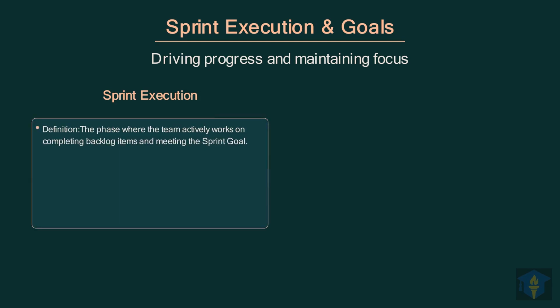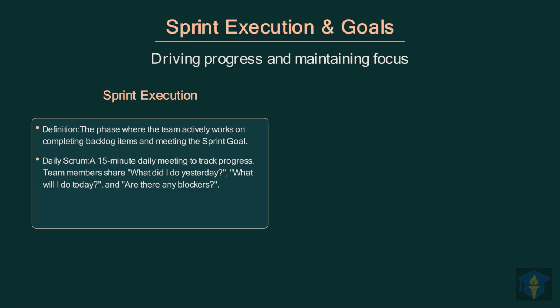Sprint execution is the active phase where your team works diligently to complete selected backlog items and achieve the defined sprint goal. The daily scrum is a quick 15-minute meeting where team members share progress, plans, and any obstacles they face. Be aware of common challenges like scope creep, unexpected blockers, and tasks that might take longer than initially estimated.